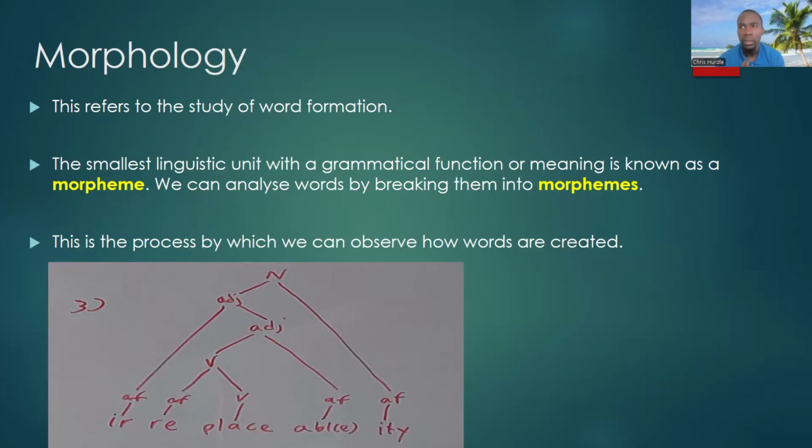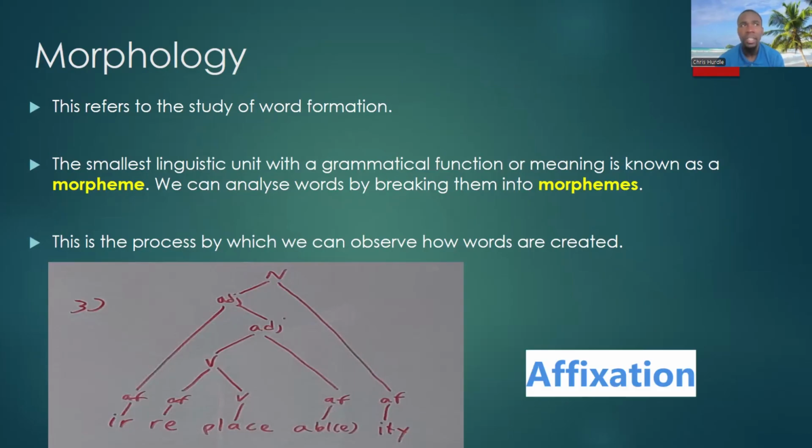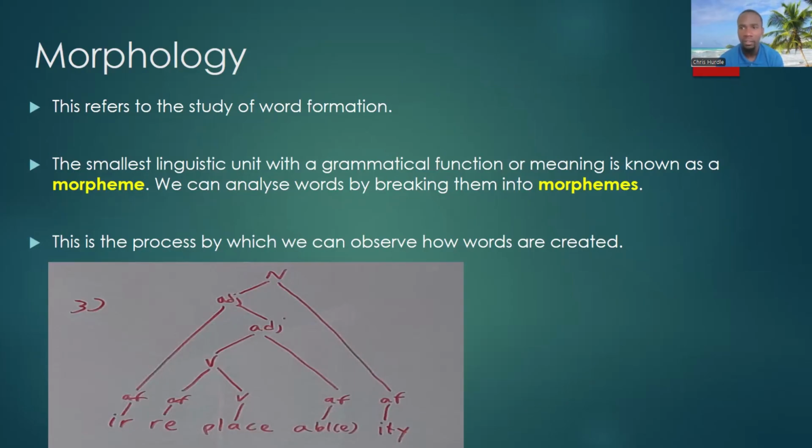Affixation would be a very good way to think about morphology: prefixes and suffixes. You know how in English we have prefixes which go before, and then we have suffixes that go at the end of the word. All right? And we put certain prefixes to create certain meanings, and we put certain suffixes at the end to create certain meanings. All of this is morphology, right?